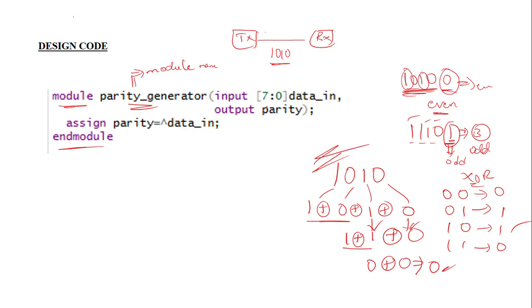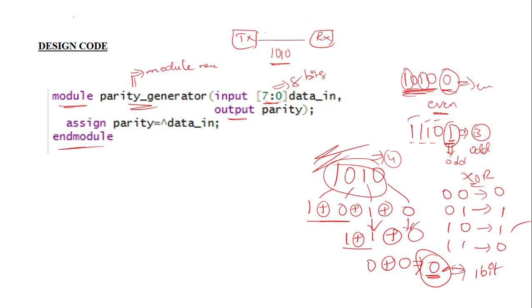Whatever the input is, you have to give the data. What is our output? Parity. How many bits do you get? You get only 1 bit. But the input can be any number of bits: 4, 5, 6, 7, 8 bits. Here in this Verilog code I consider 8 bits, so 0 to 7 is nothing but 8 bits. That is the data input, so I represent it with data_in.